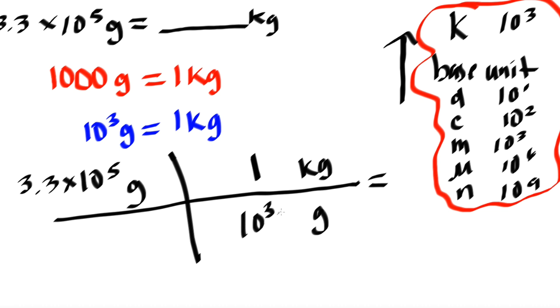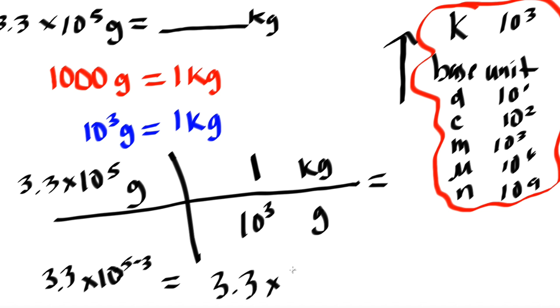10 to the 3rd. So remember the rules. If you're dividing, because that's what we're doing here, you subtract the exponents. So you would have 3.3 times 10 to the 5th minus 3. So that's 3.3 times 10. 5 minus 3 is 2, and then the final unit is kilograms because grams and grams cancel. Remember, when you're dividing exponents, you subtract them. Okay, that's where I got this answer.